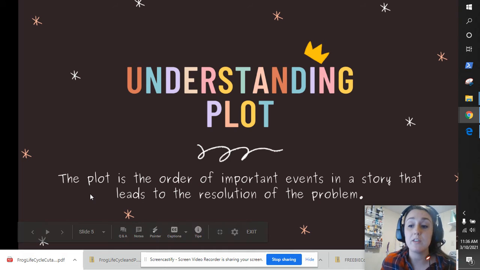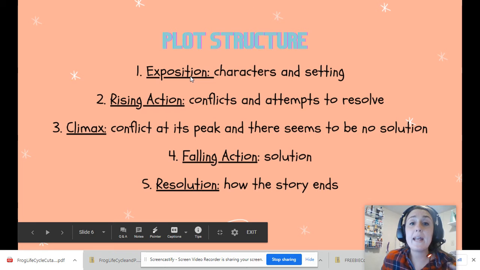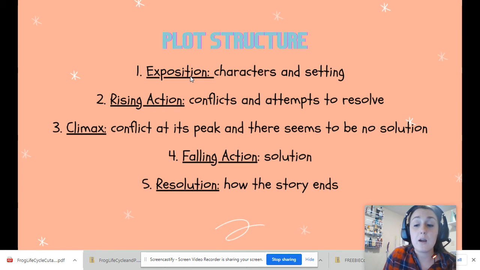All right. So, plot is putting in order important events that lead to the resolution of a problem. When I say resolution, that basically just means the story's solution, or how the outcome of the story happened, how that problem was solved. So, in a plot structure, there are five things that we label or notice.